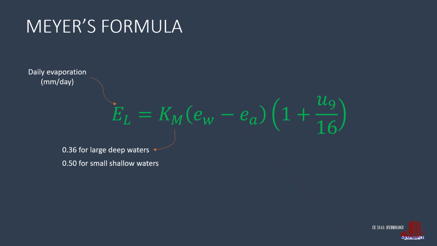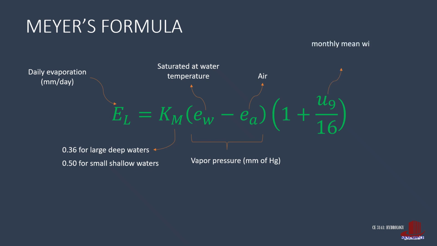The next quantity is E sub W and E sub A, both of which are vapor pressures expressed in millimeters of mercury. E sub W is the vapor pressure of the water surface, and E sub A is the vapor pressure of air. These two are interconnected as air surrounds water. The last term includes U sub 9. This is the wind velocity measured 9 meters above the ground.